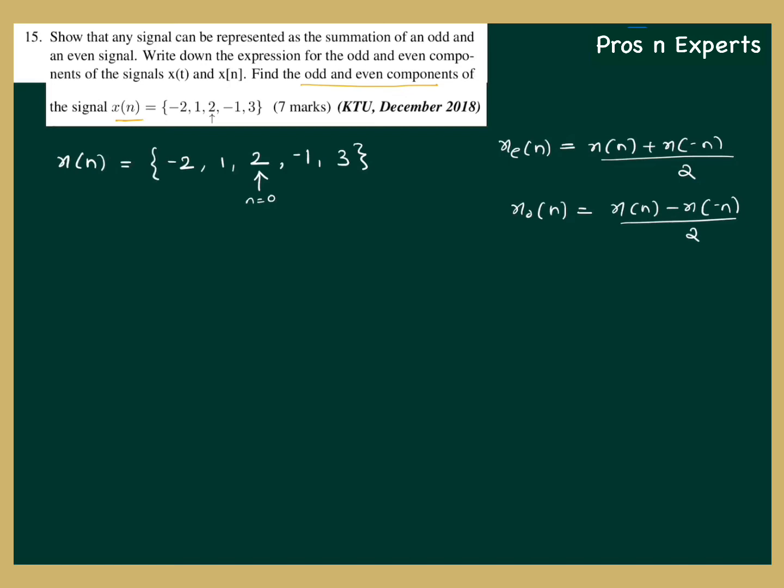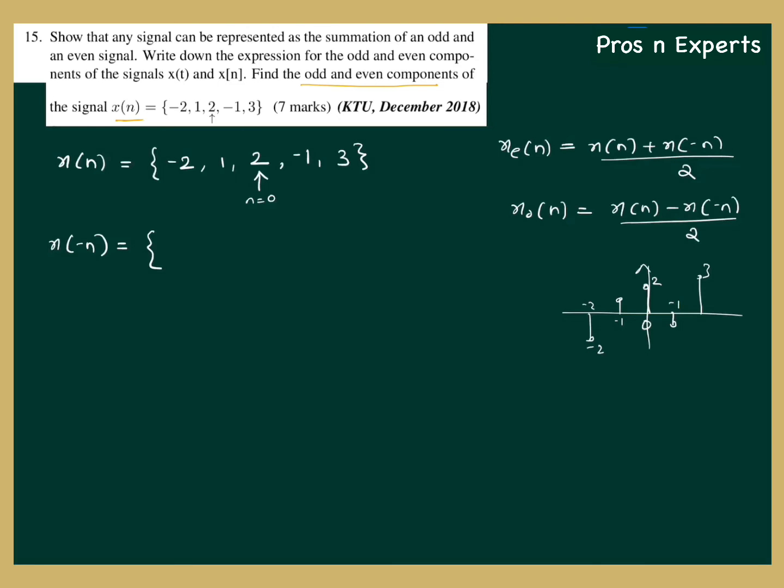So immediately what we need to find is x of minus n. How can you find x of minus n from this sequence? You just flip it around. You imagine that it is a graph. Imagine that it's a graph like this. We have 2 at n equal to 0, minus 1 at n equal to 1, 3 at n equal to 2. Similarly, 1 at n equal to minus 1 and minus 2 at n equal to minus 2. So imagine like that.